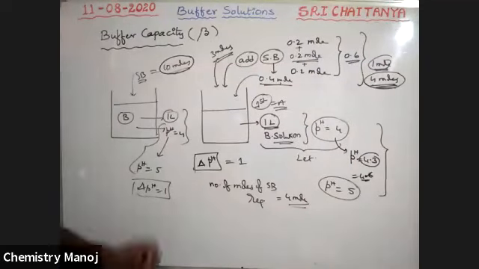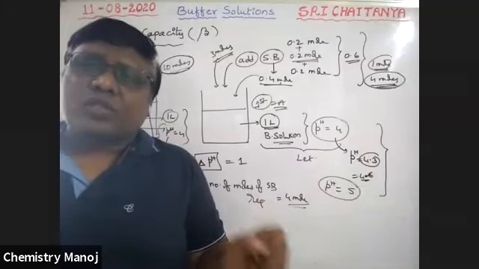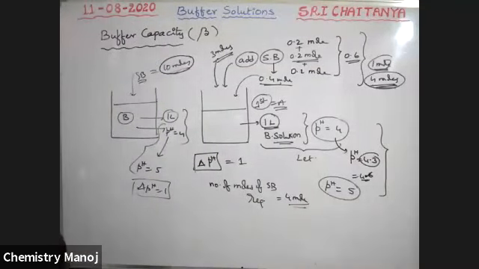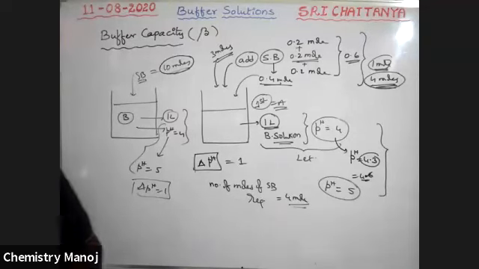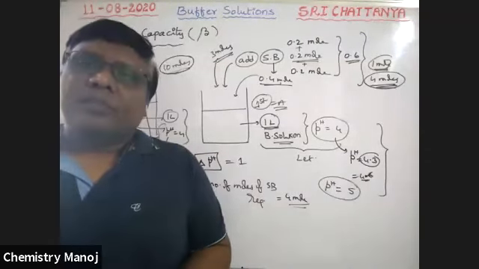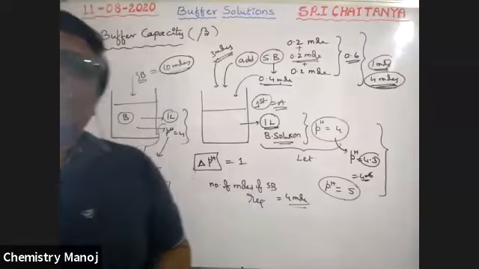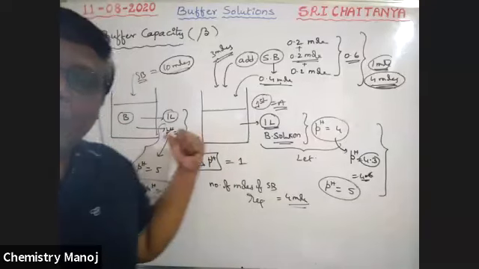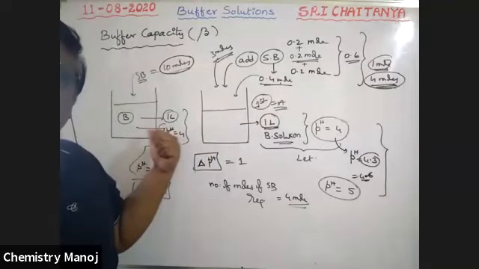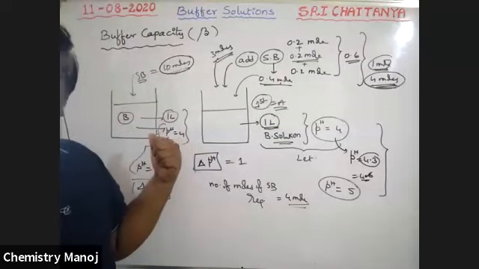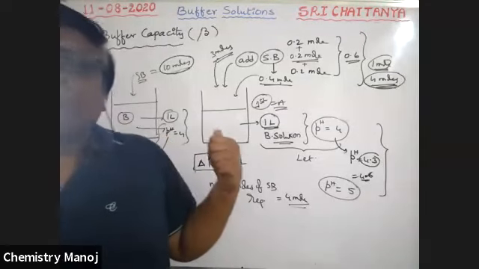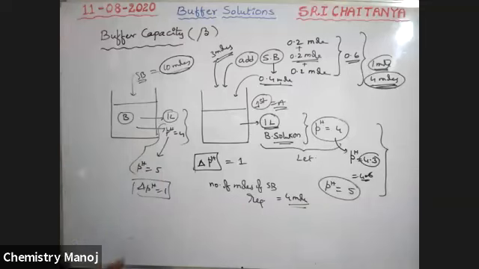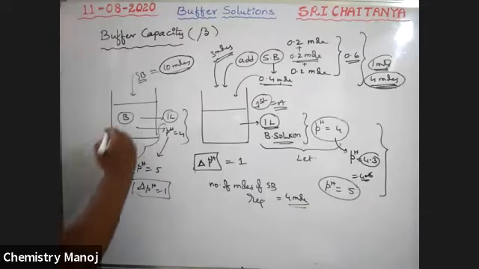Which buffer has greater resistance towards the change in pH? Is this A or B? Which solution has greater resistance towards the change in pH? For 4 moles it is already changed, but at 10 moles, that means the resistance power is high. Am I correct or wrong? The resistance to change the pH of the solution by the addition of strong base is very high in the case of B solution.